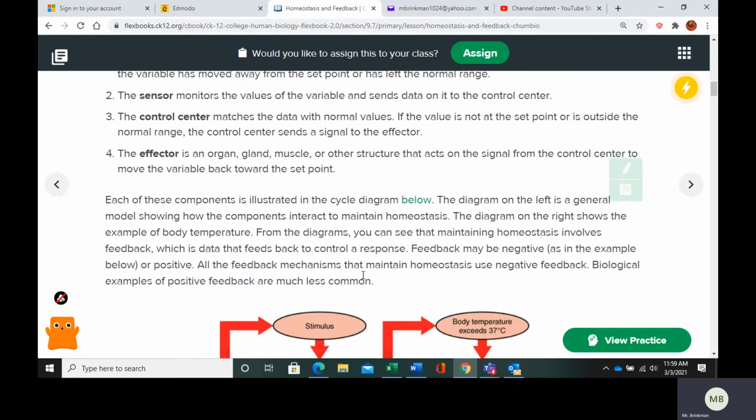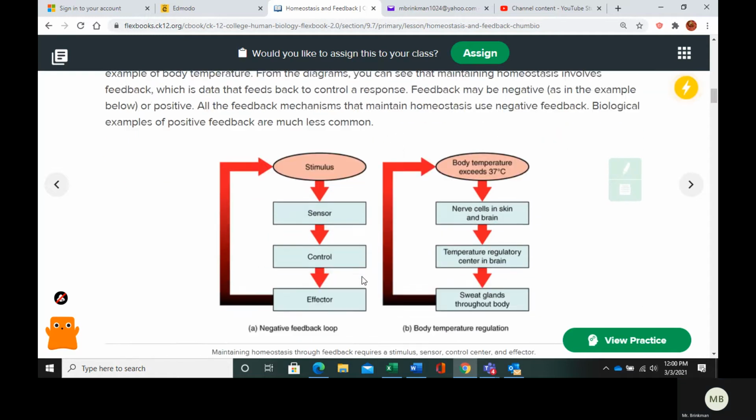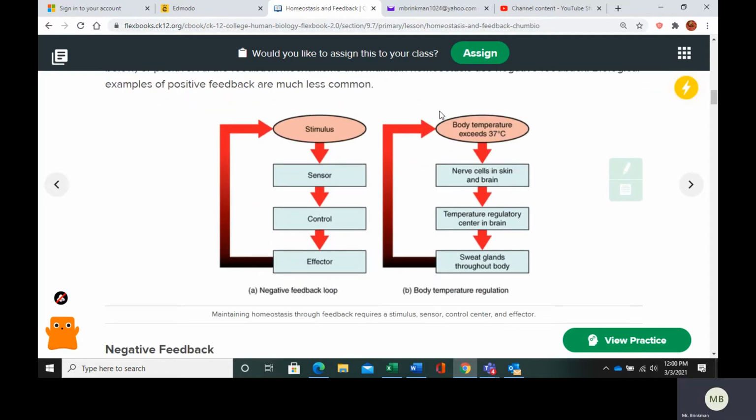So there is an illustration of this, and here's where we go through it with the body temperature exceeding the set point. The stimulus is going to be the body temperature exceeds its normal level. Here it says 37 degrees Celsius. In America, we use Fahrenheit, so 98.6 degrees Fahrenheit.